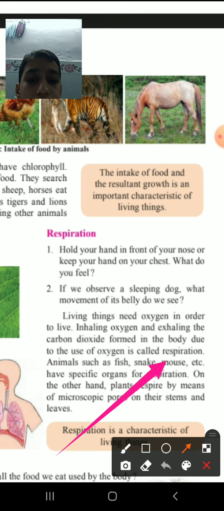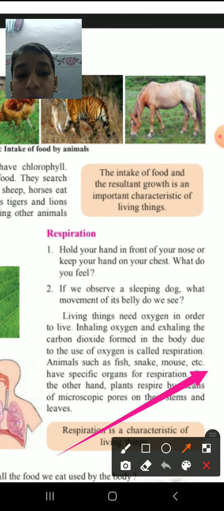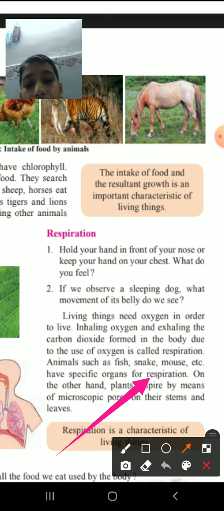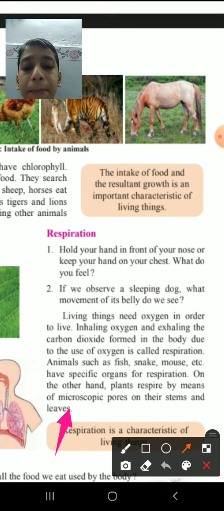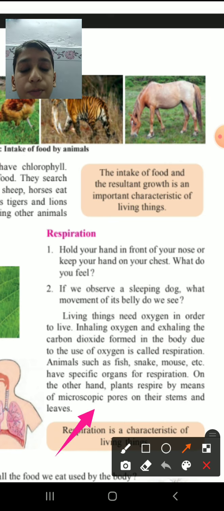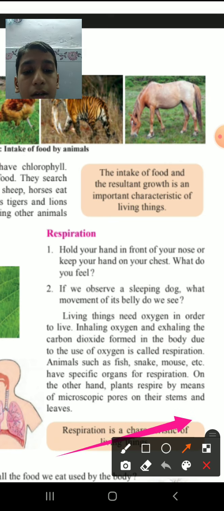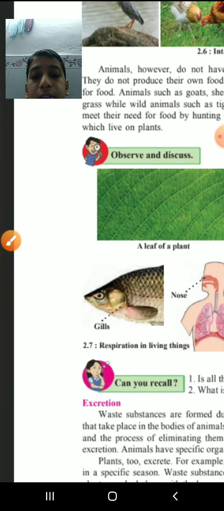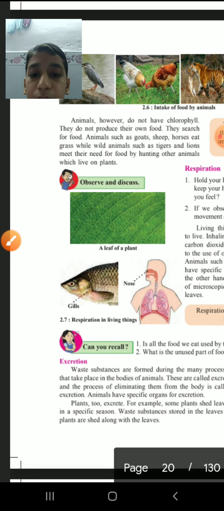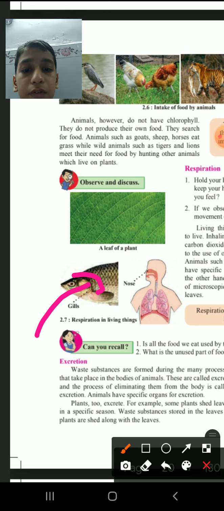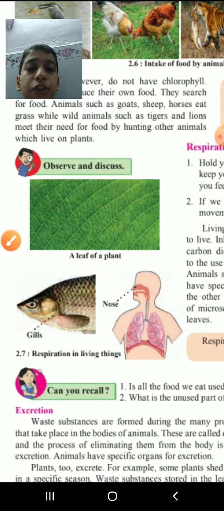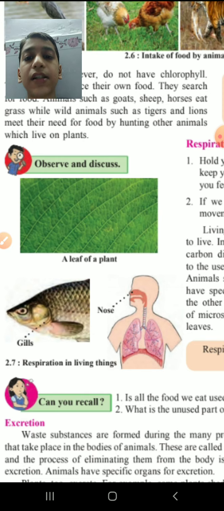Animals such as fish, snake, mouse, etc. have specific organs for respiration. On the other hand, plants respire by means of microscopic pores on their stems and leaves. Respiration is a characteristic of living things. This is the gills of a fish. Students, observe and discuss.